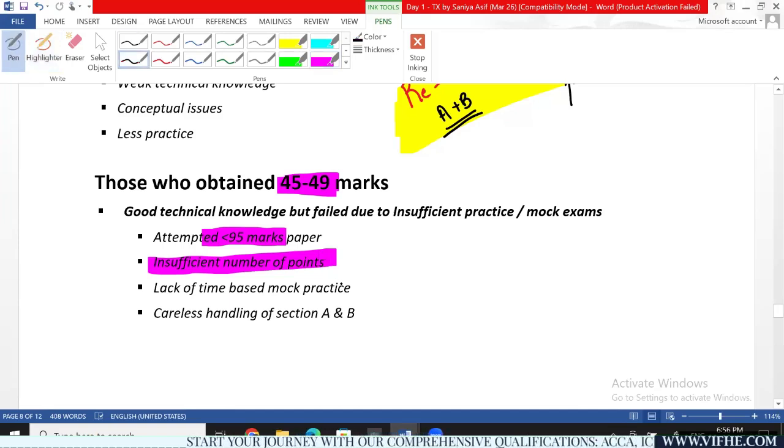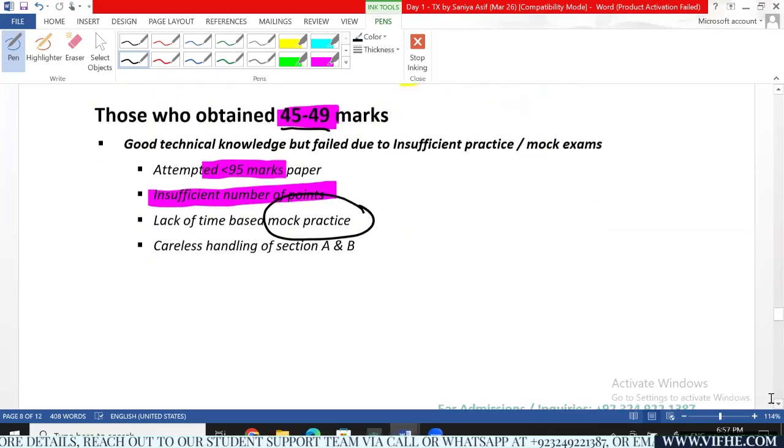But the majority of the students do not get through their exam just because of not having a good practice of the questions, or maybe they have not practiced any of the TX questions on the exam platform. So usually those students who secure between 45 to 49 marks, there is usually not a technical issue associated with such students. These students are felt to have a good knowledge of the syllabus content, right?